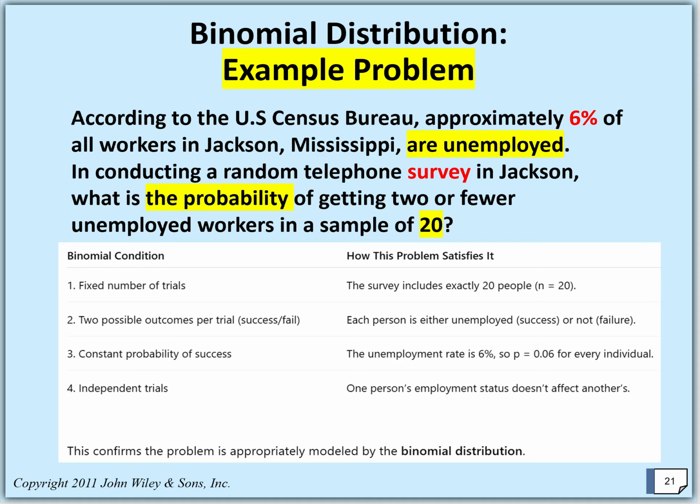And the third thing is that it doesn't matter if you randomly call somebody and they are not unemployed. It doesn't mean that the next person you call will depend on the past trial. So it's very independent. So binomial distribution is warranted. Fixed number of trials, 2 possible outcomes, constant probability of success, and they are independent trials. So this confirms that the problem is approximately modeled by binomial distribution.